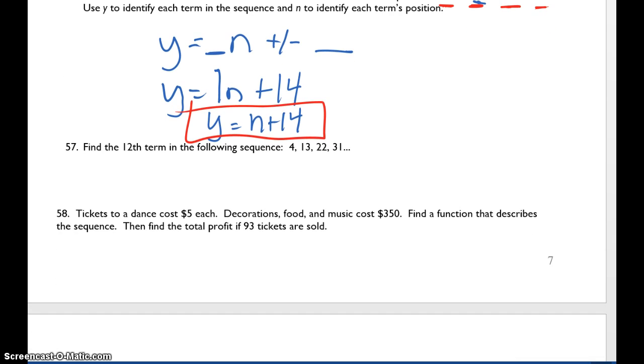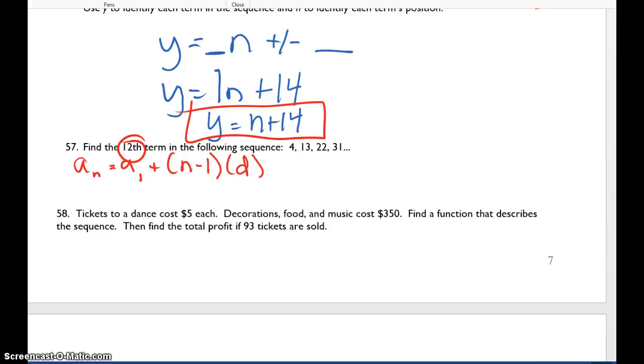Now, for 57, it says find the 12th term in the following sequence: 4, 13, 22, 31. So since we're finding the 12th term, we want to use our formula that we learned, and I had you guys write a bunch of times. It's a sub n equals a sub 1 plus n minus 1 times d. Now remember, n is the location that number is in that sequence, and d is the common difference.